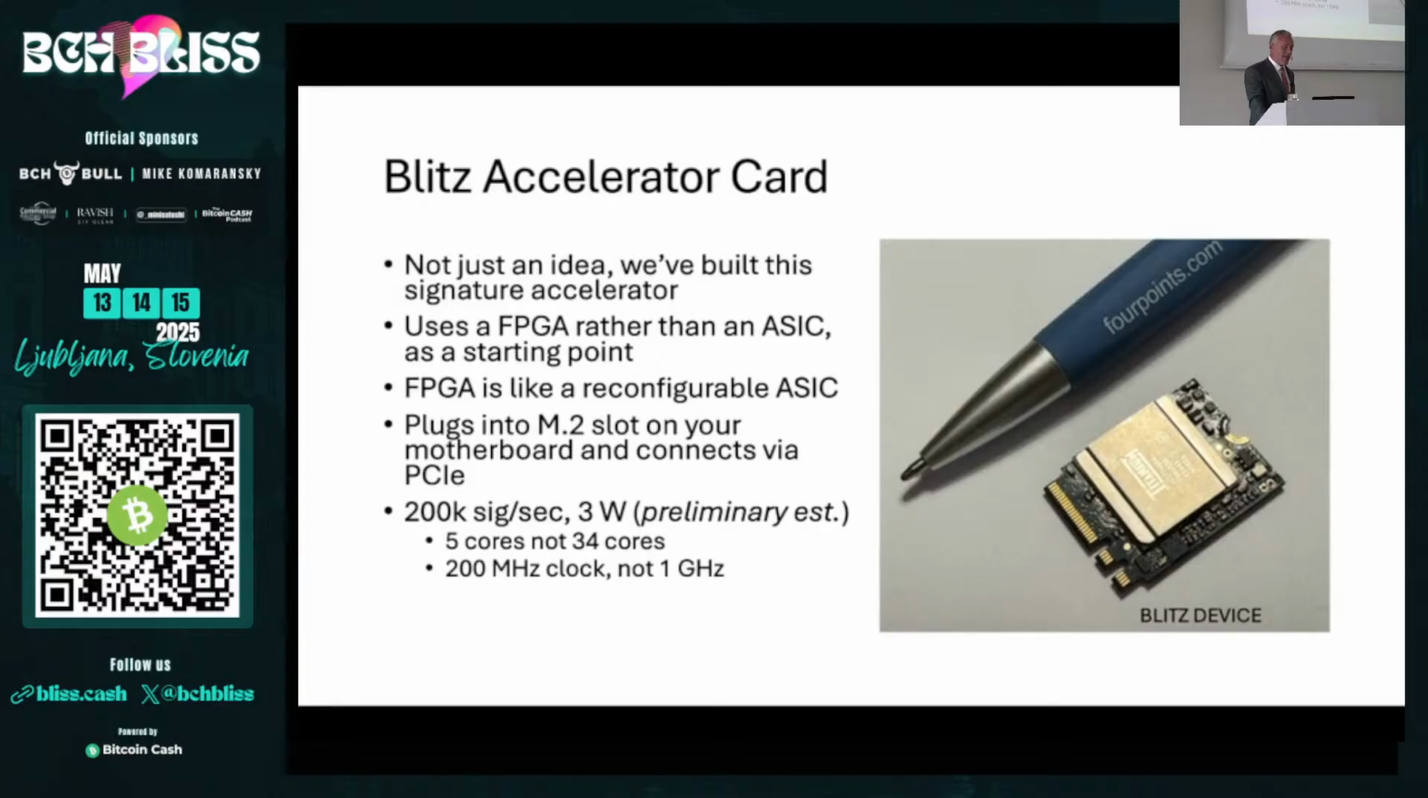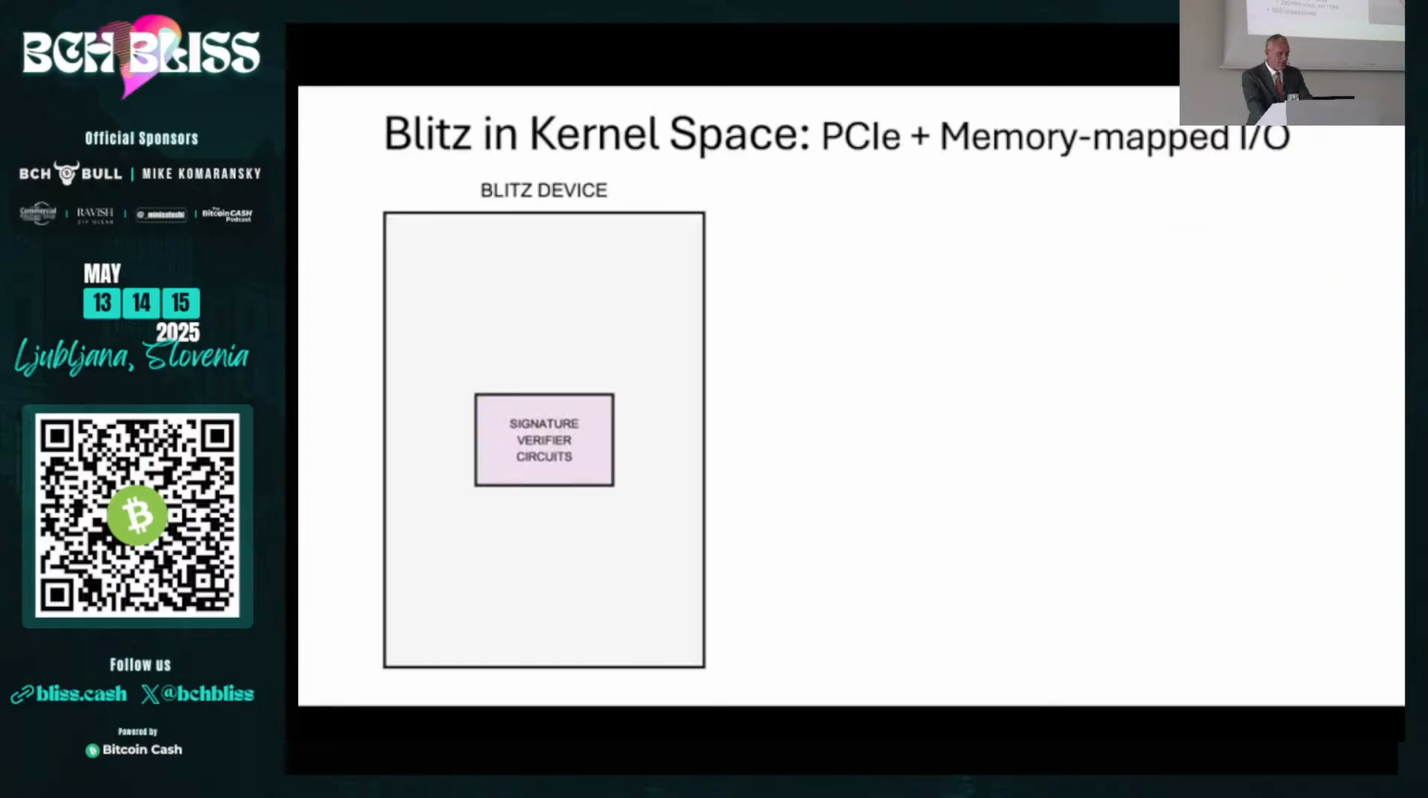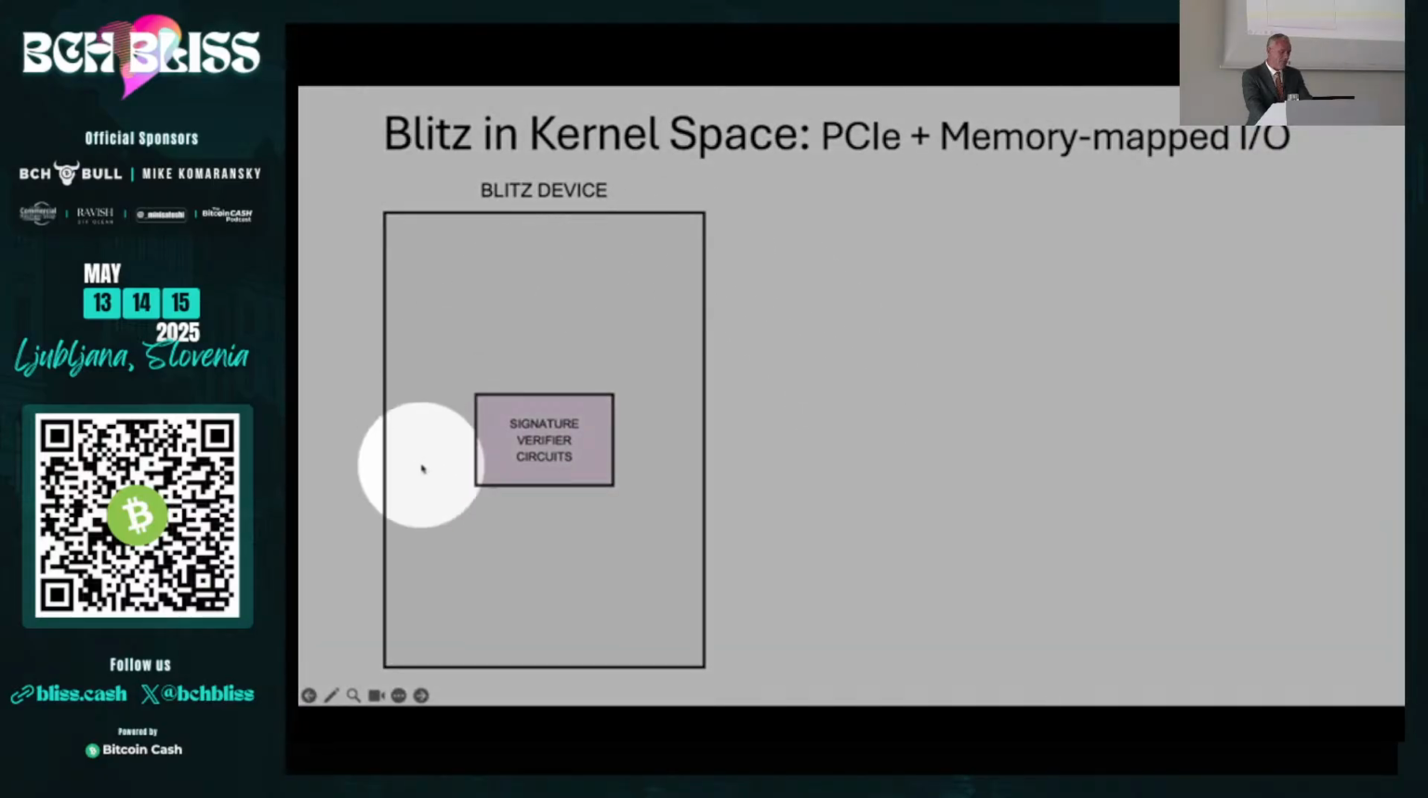It's a lot less than the ASIC I talked about because I can only fit 5 cores instead of 34 cores, and my clock's running a lot slower than I assumed for the ASIC. But it's still impressive. Okay, so how does Blitz connect to your computer? The answer is through the magic of PCIe and memory mapped I/O. We have a diagram of Blitz here. The purple square is the heart, the signature verifier cores.